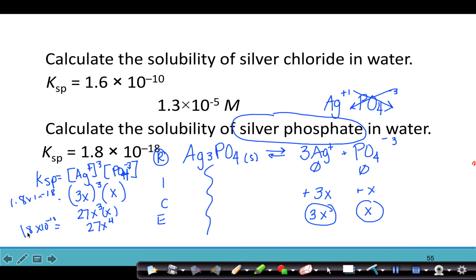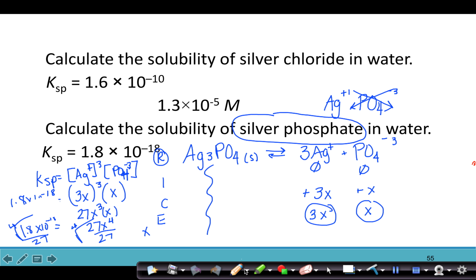Divide both sides by 27. Take the fourth root of each side. You can do 4 math 5, second answer after you do this number divided by 27. Or you can do 4 math 5, 1.8 times 10 to the minus 18 in parentheses divided by 27. Either way, you're going to get your answer.